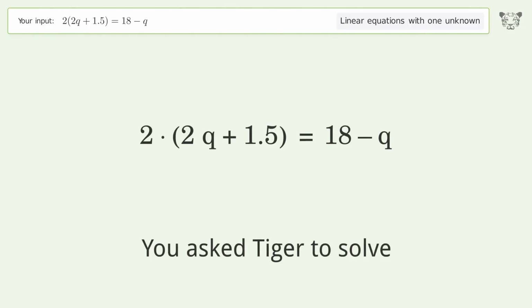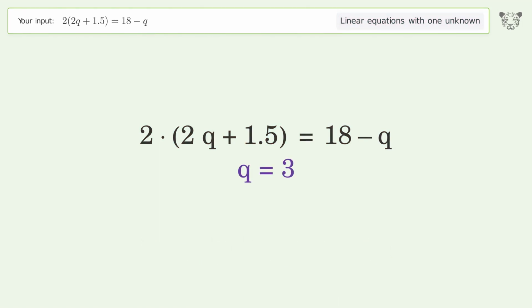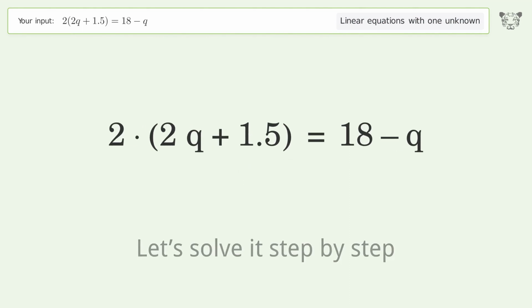You ask Tiger to solve this. It deals with linear equations with one unknown. The final result is q equals 3. Let's solve it step by step.